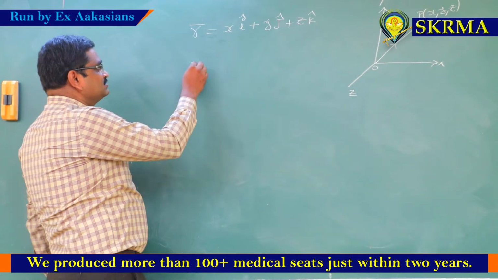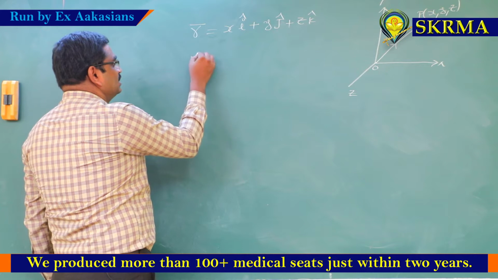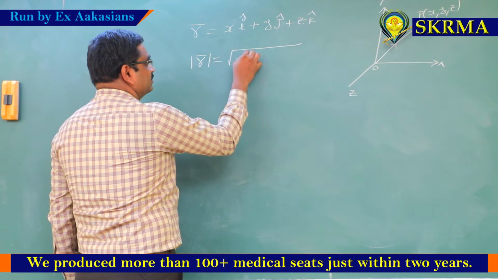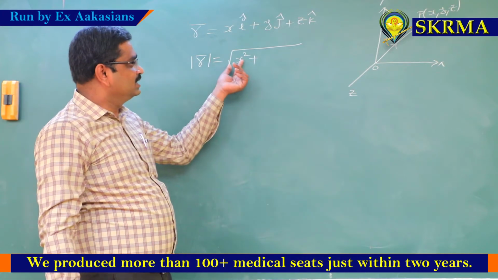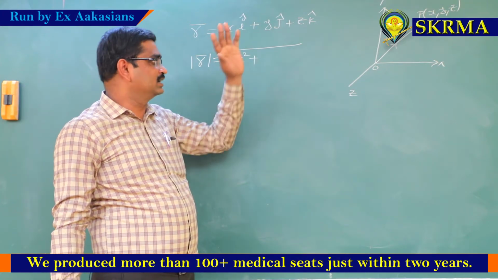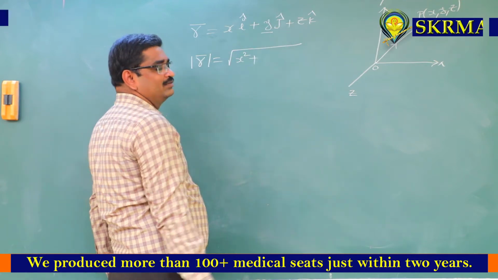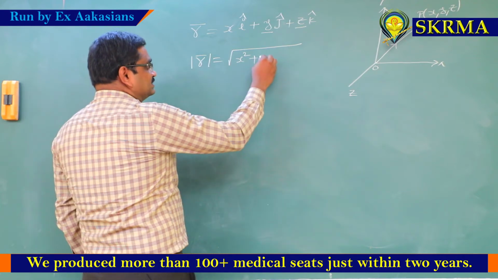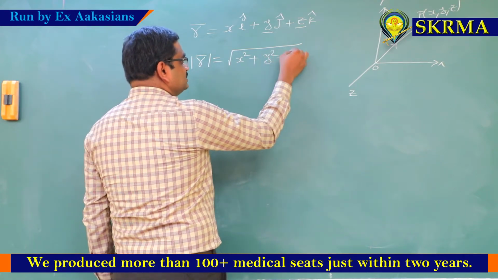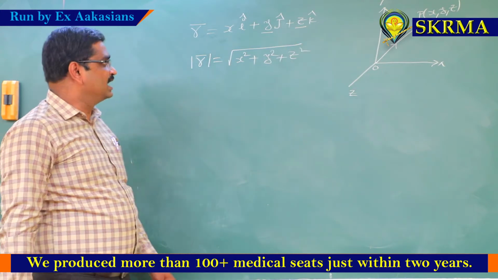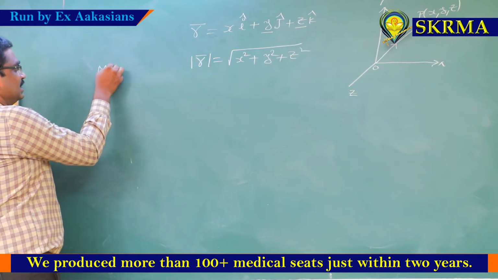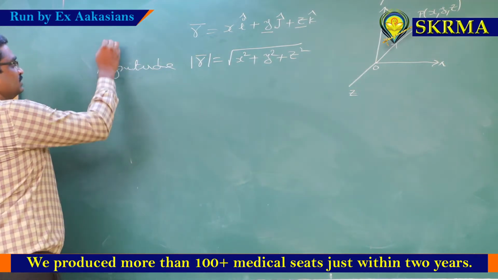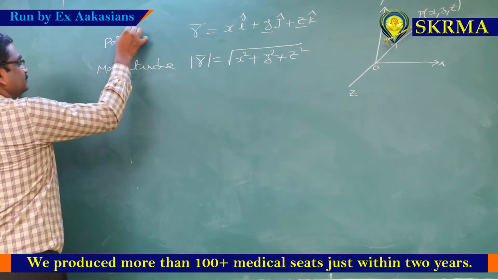Now the magnitude of this vector can be written as modulus of r bar equals square root of x square plus y square plus z square. Here x is the x component of the position vector, y is the y component, and z is the z component. This is the magnitude of the vector, and this is called the position vector.